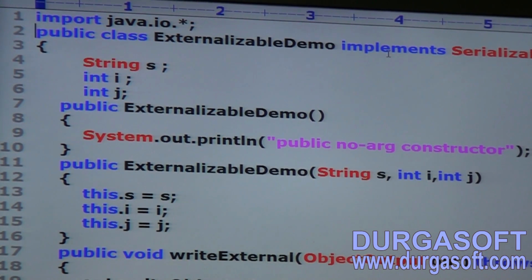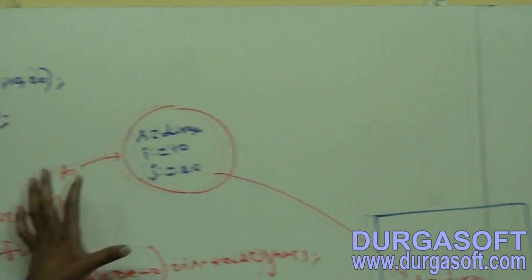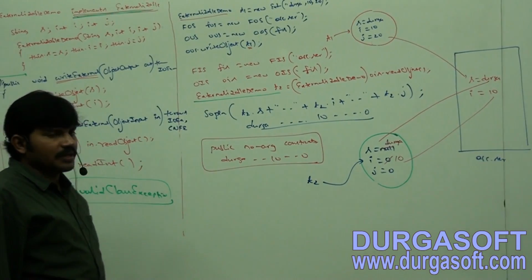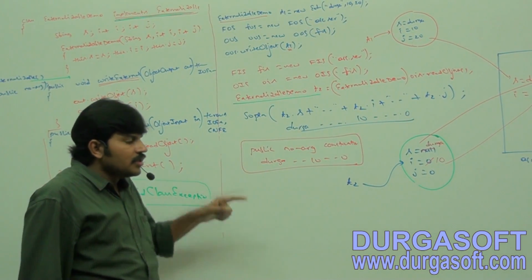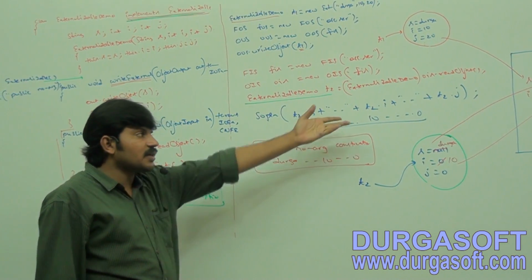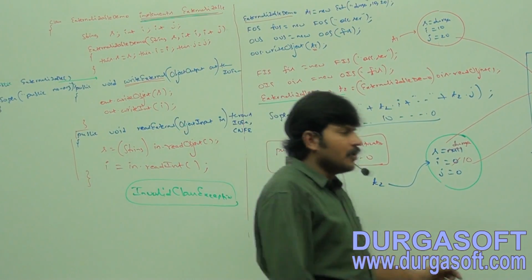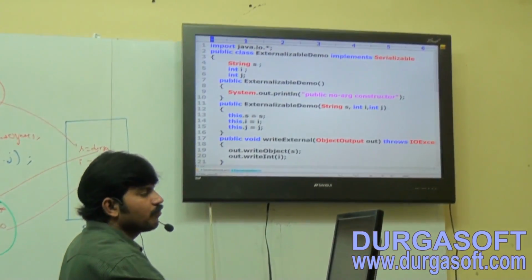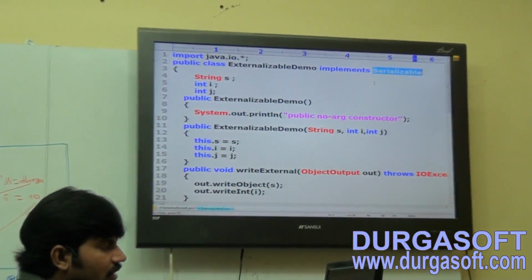If the class implements Serializable, the total object will be saved. The total object is going to come. What is the answer we are going to get? Durga 10 20. In this case, will the public no argument constructor be called? No, because the file already contains the total object. Just observe this one, sir. Implement Serializable like I am taking. Now what is the answer?